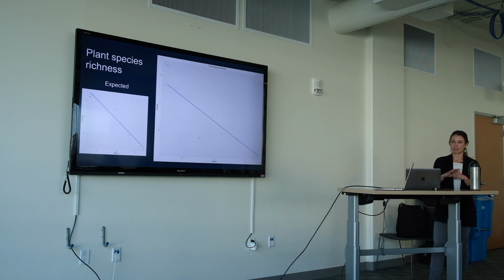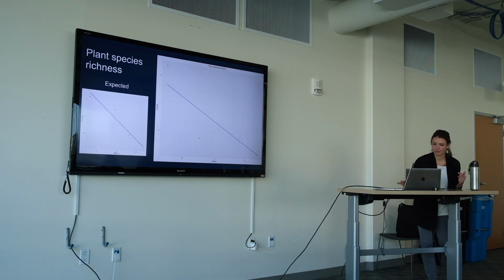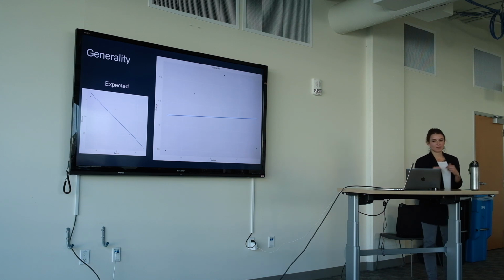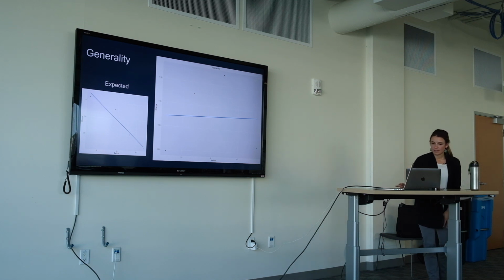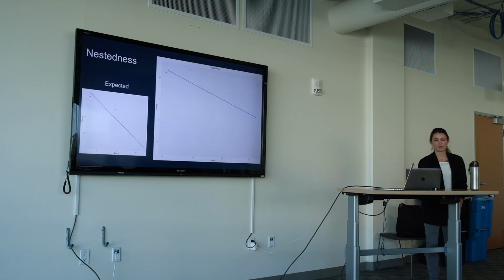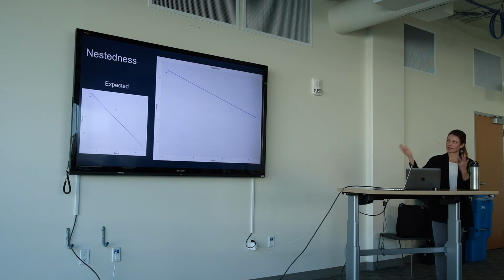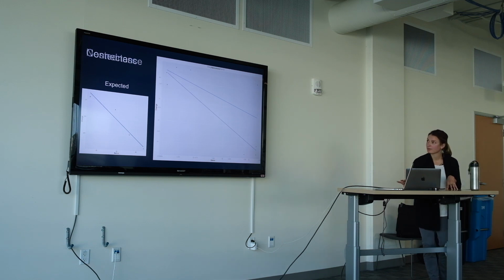So for plant species richness, we found the same pattern, that higher initial richness led to higher resilience. And while we expected that high generality would also lead to higher resilience, we found essentially no relationship there. And we expected that nested sites would be more resilient, and there was kind of a weak connection there, but this data is so variable that there's not a strong relationship between nestedness and resilience.